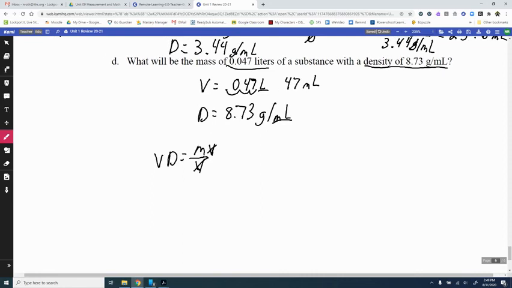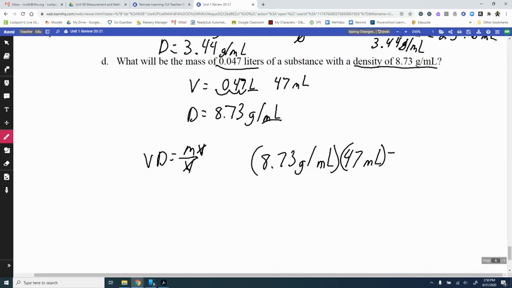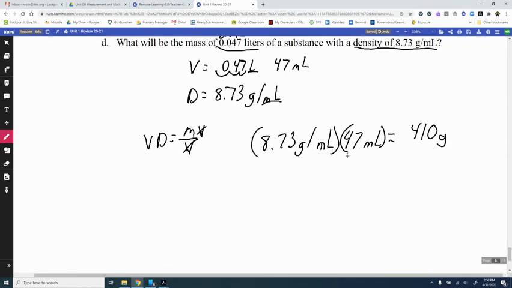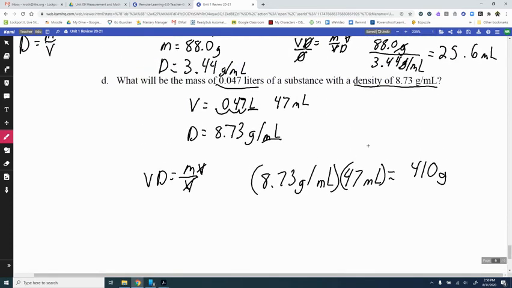I probably should have written that down. 8.73 grams per milliliter times 470 milliliters. And we get 410 grams. And that's our answer. And that is your entire review. Hooray!